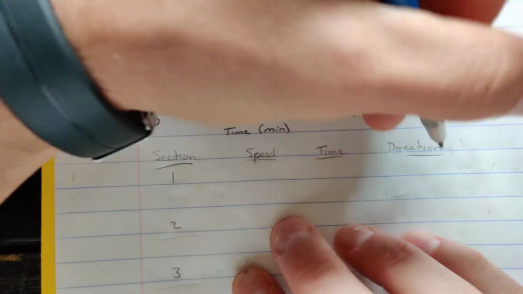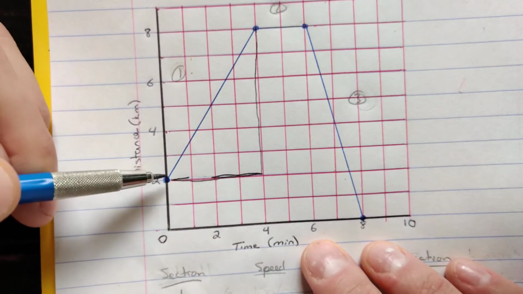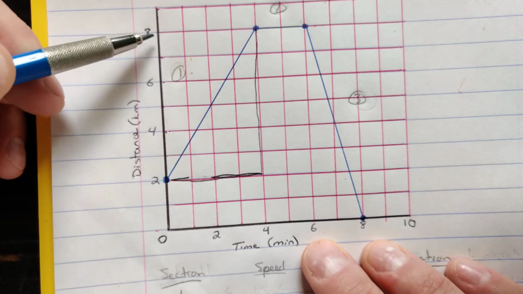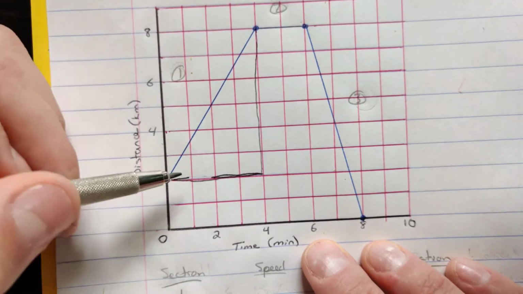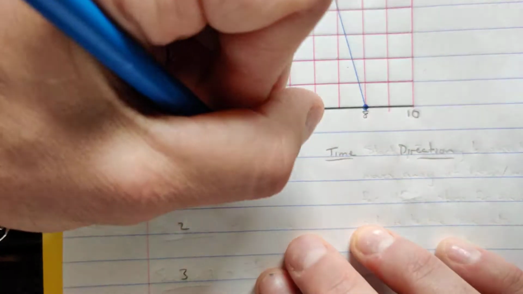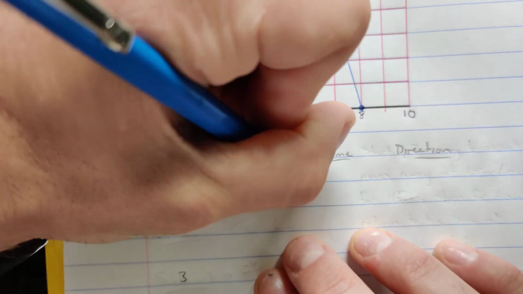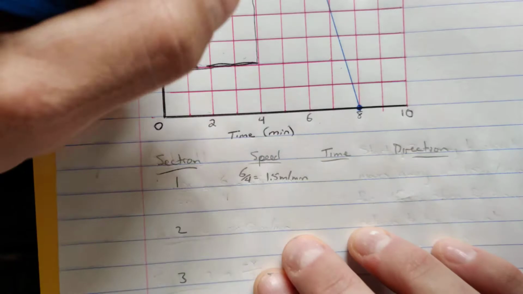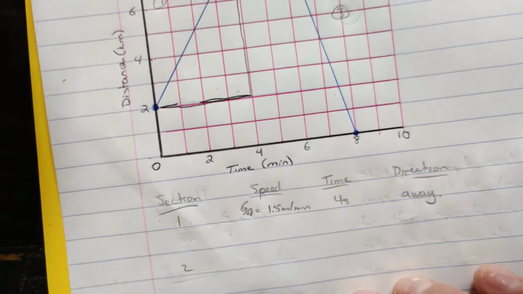So in section 1, we are traveling from 2 to 8. So we're traveling 1, 2, 3, 4, 5, 6. As a rise, 6 over 4. So our speed is 6 over 4, or 1.5 meters per minute. And that was in our 4 minutes. And we're moving away from the initial position.